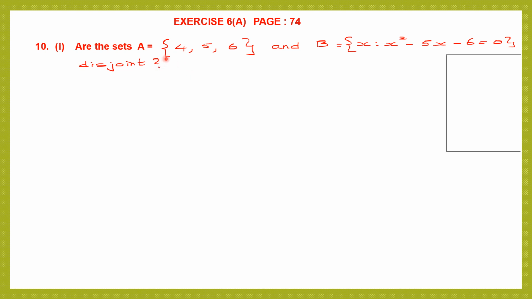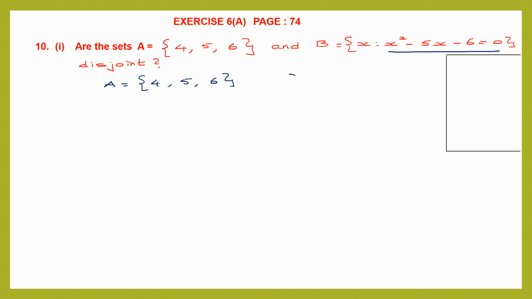Okay, so we have to find out whether, now set A, we already know what the elements are. Set B, we're going to find out what the elements are. So let's write down set A. Now set A, we already have the elements 4, 5 and 6. Now set B, we're going to find out the elements of set B, and it's given to us as x is such that x square minus 5x minus 6 is equal to 0. So we're going to solve this part, and we're going to find the value of x.